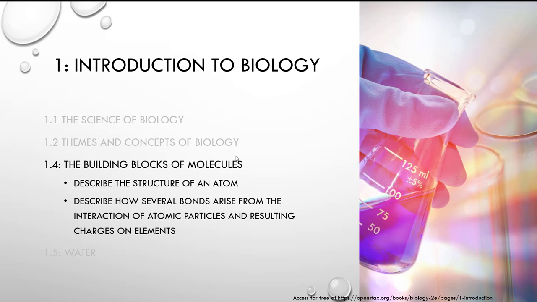All right, so that's it for section 1.4, the building blocks of molecules. So by now you should be able to describe the structure of an atom. Also, think about the subatomic particles as well as how the electrons can be configured in those shells. Describe how several bonds arise from the interaction of atomic particles and resulting charges on elements. So you should be able to describe the ionic bond, the covalent bond, and the hydrogen bond.